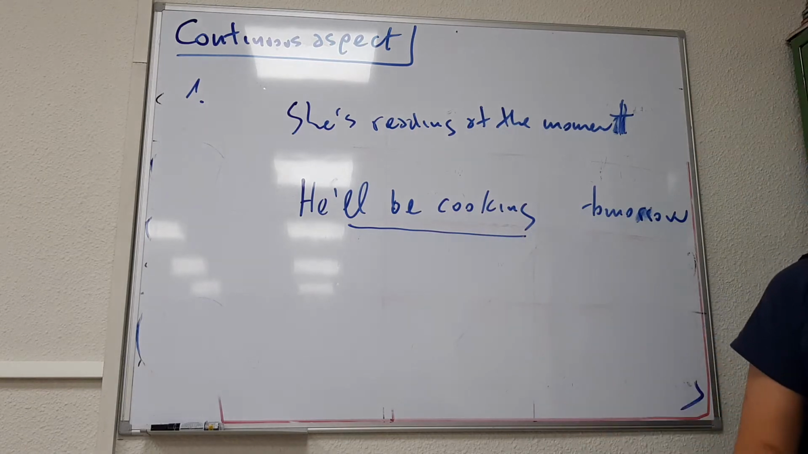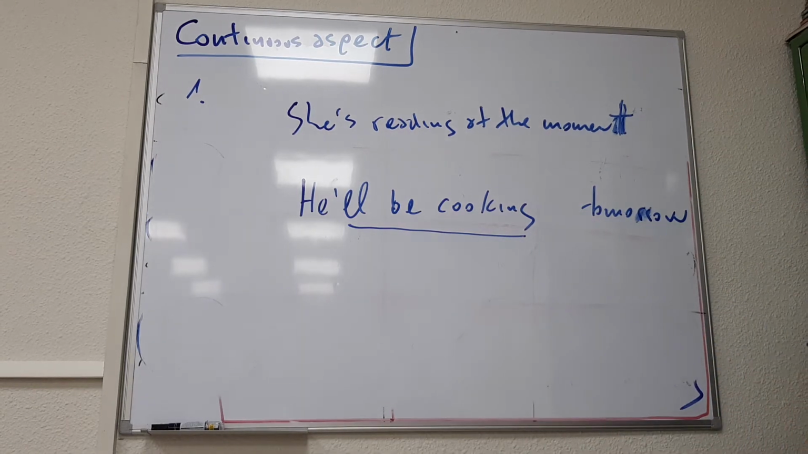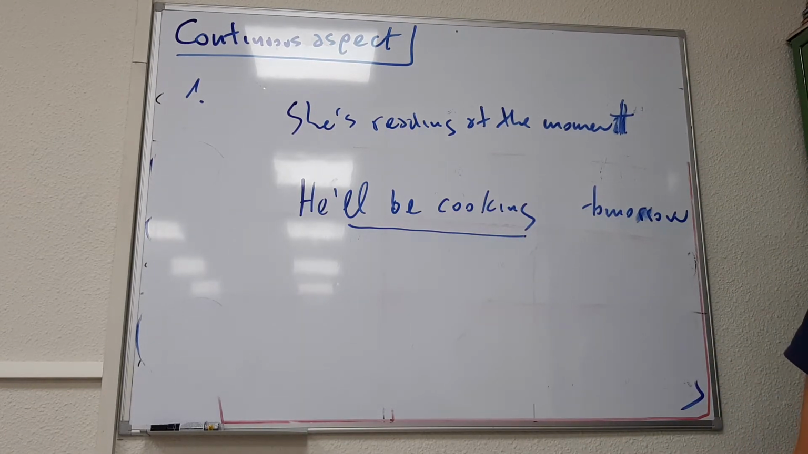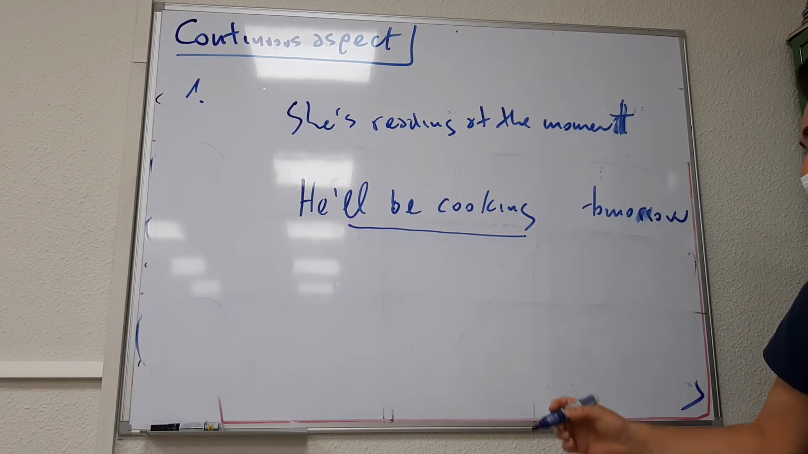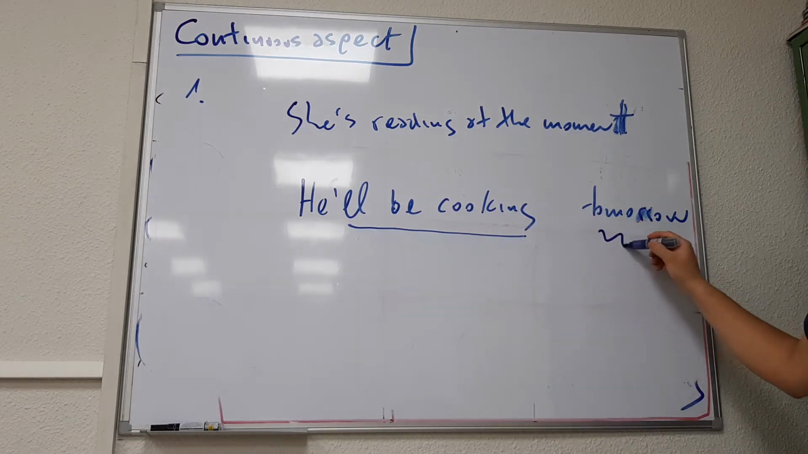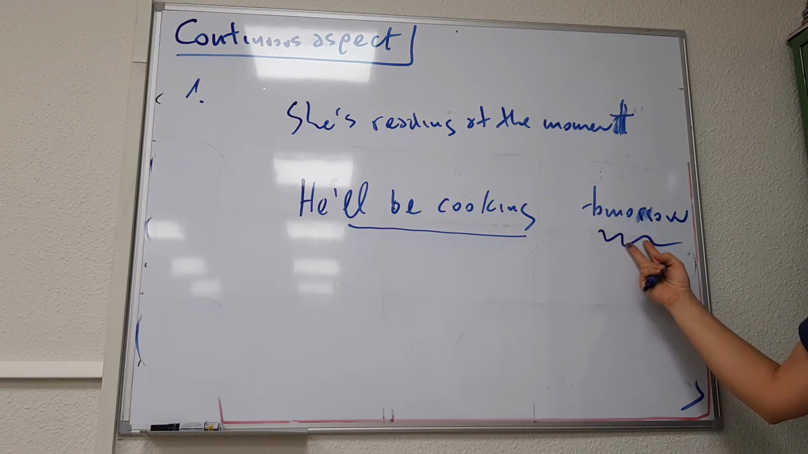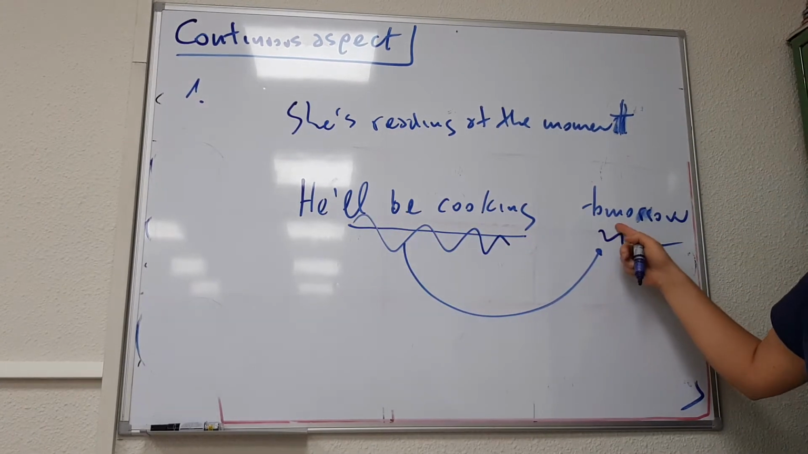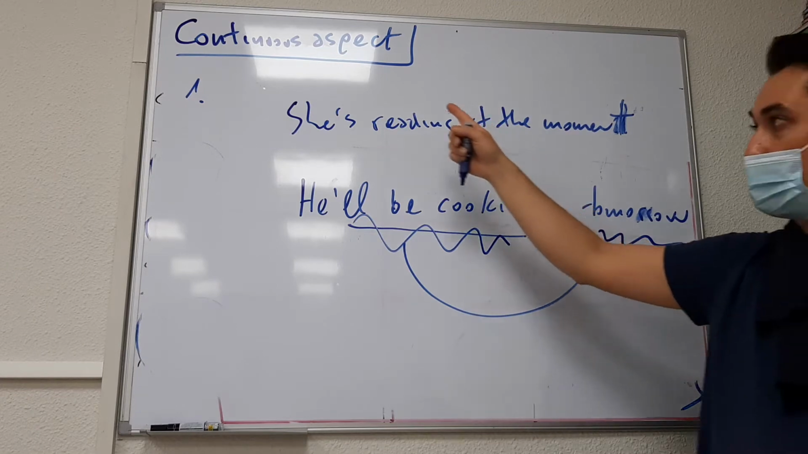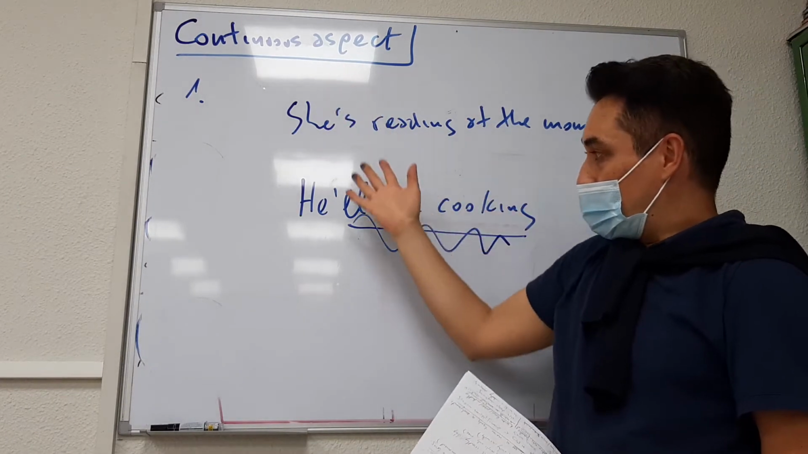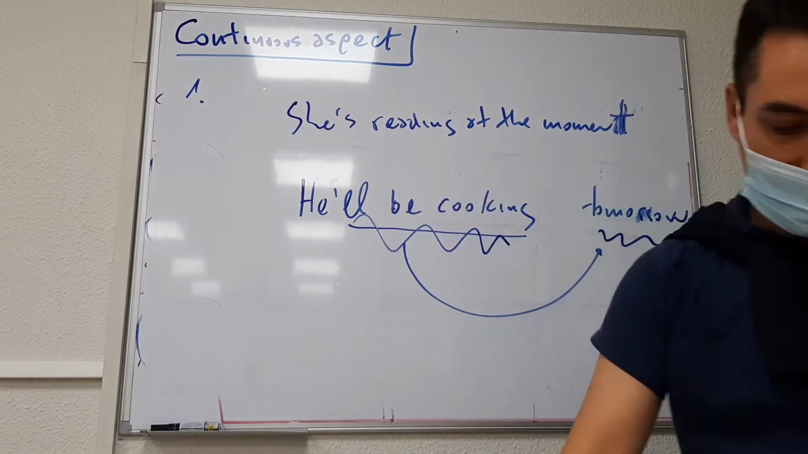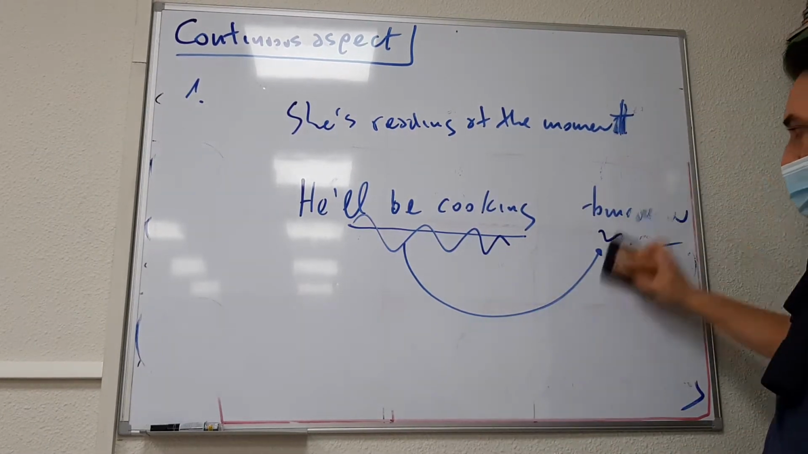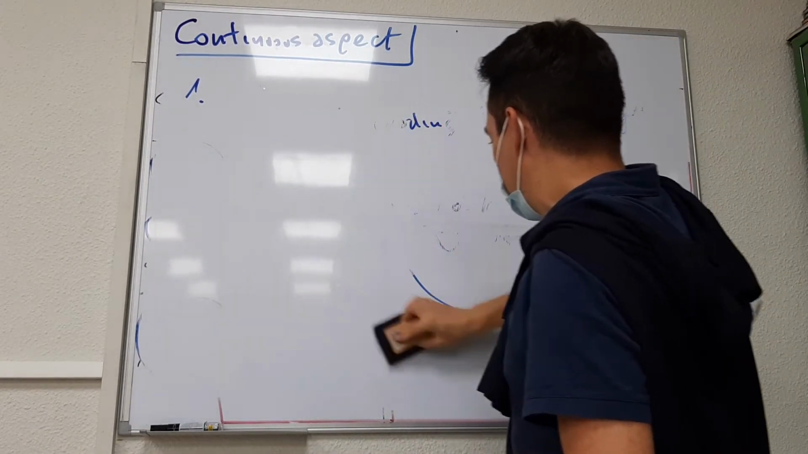But again, what am I doing here? I'm expressing an action around a point in time. In progress, around a point in time. What is the point in time? Tomorrow, the future. But it will be in progress around this time. So this is one of the examples of the continuous aspect. The easiest one. What else?